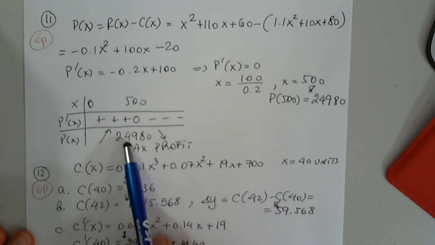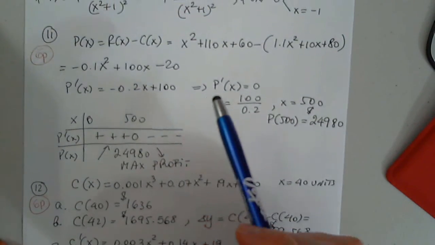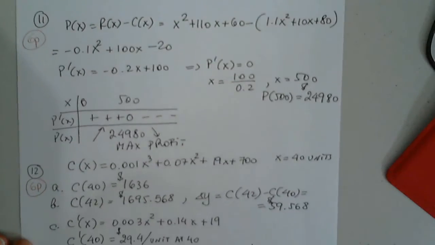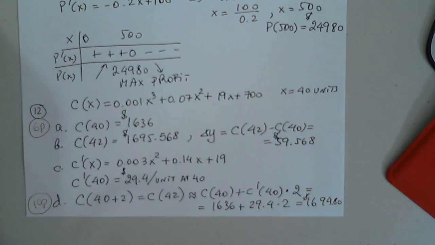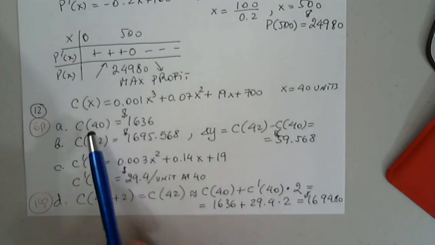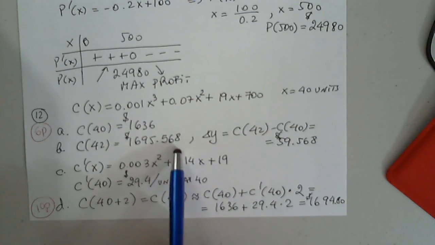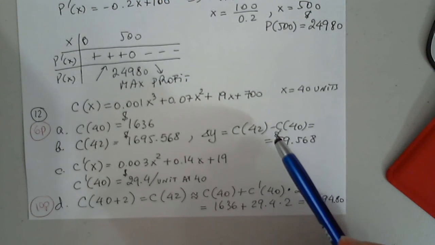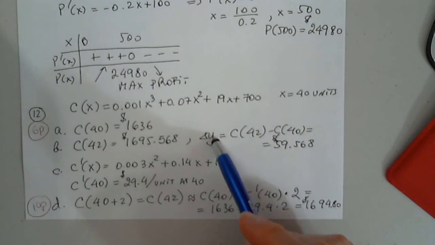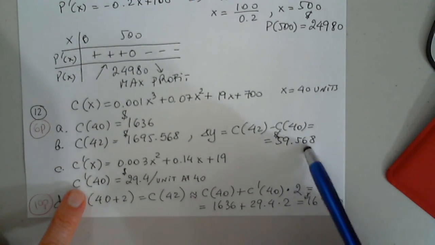How did I get the 24,980? I replaced x by 500 in the original profit function. Final question. We were asked to determine the cost. We were given a cost function for 40 units. I plugged it in and I got this. For 42, I plugged it in and I got this. And the exact difference in the cost is C of 42 minus C of 40, and I got this.